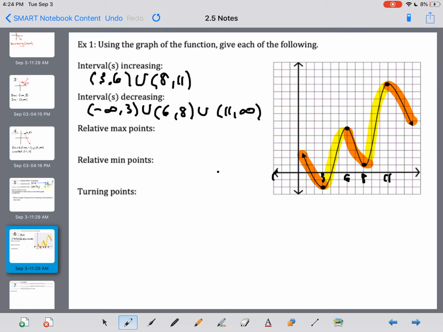All right. The next one is relative maximum points. Relative maximum points are where we see a hill or where the function changes from increasing to decreasing. So I think I see 2 of those. It looks like at x equals 6 and x equals 11. So those coordinate points, let's see, that's 1, 2, 3, 4, 2, 3, 4, 5, 6. Yeah, 6, 6.